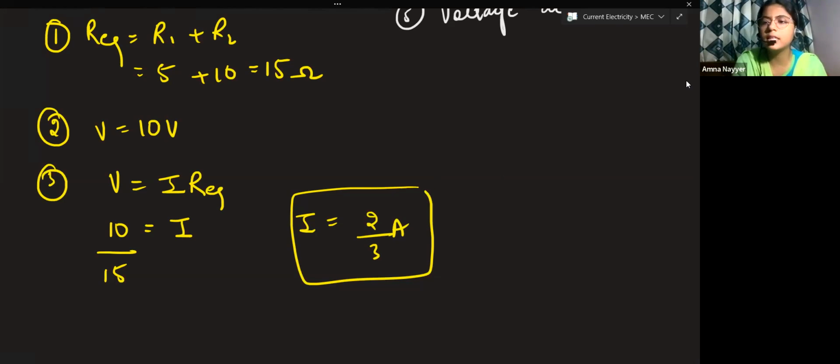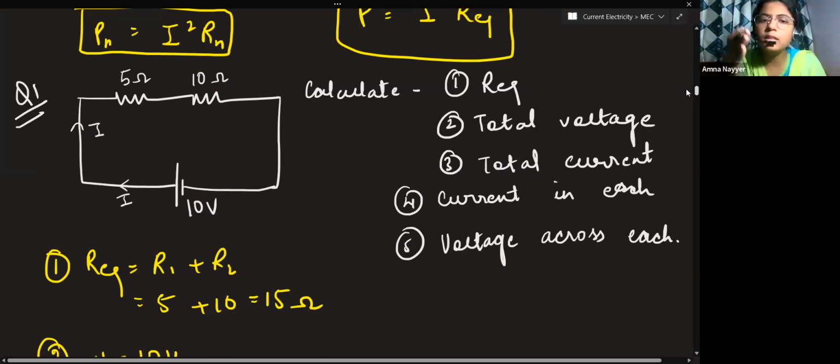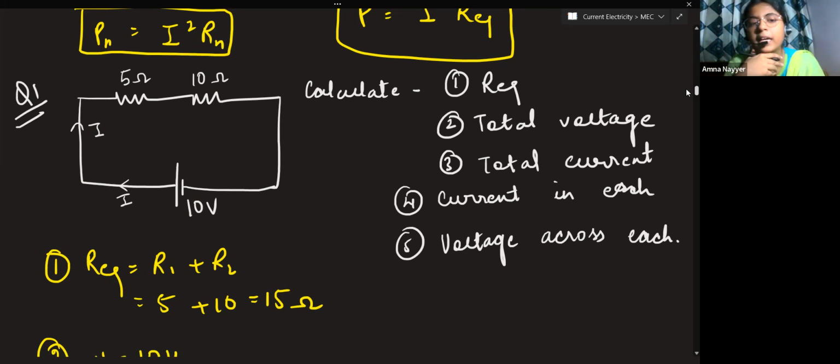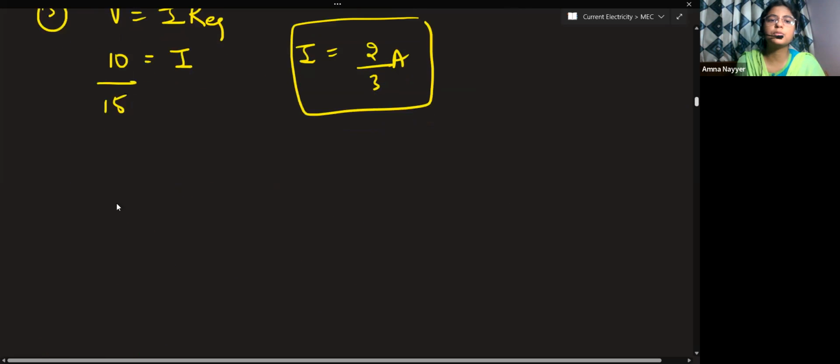Now, what is the fourth part saying? Fourth part is saying current in each. See, current through the resistors in case of series combination remains the same. It means if I current is flowing through 5 ohm, then I current will only be flowing through 10 ohms. So if 2 by 3 amperes is flowing in the whole circuit, it means 2 by 3 amperes will be going through 5 ohm as well as 10 ohms. So this becomes what? The answer for the fourth part, I1 is equal to I2, which is equal to I ultimately, 2 by 3 amperes.